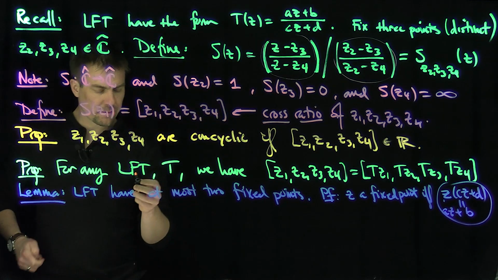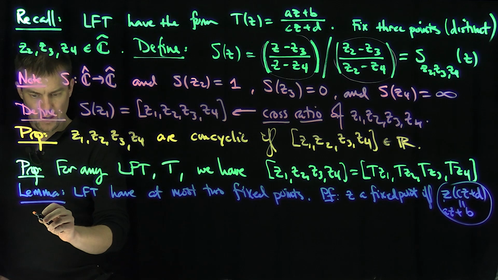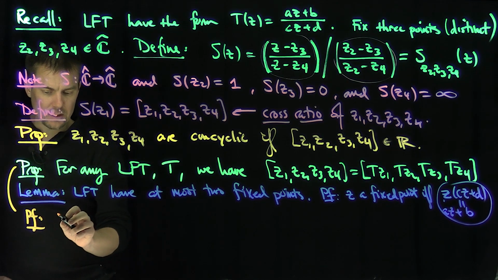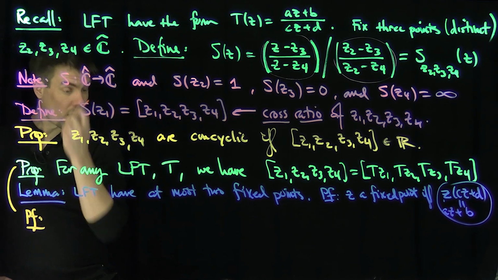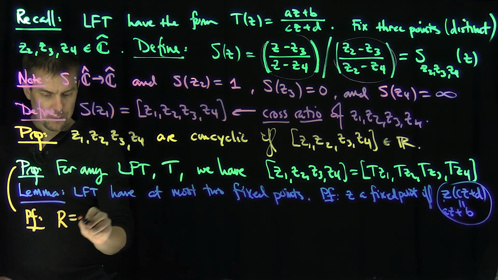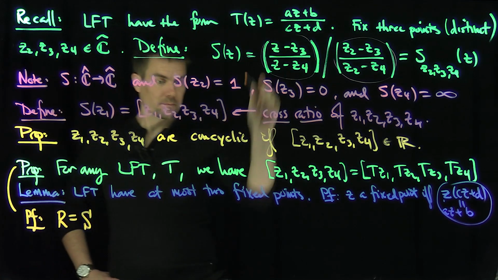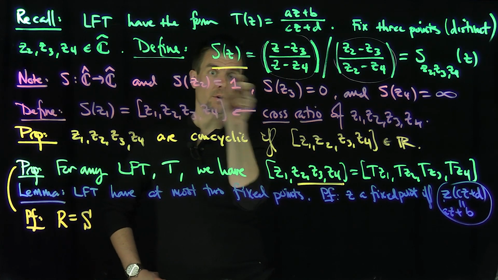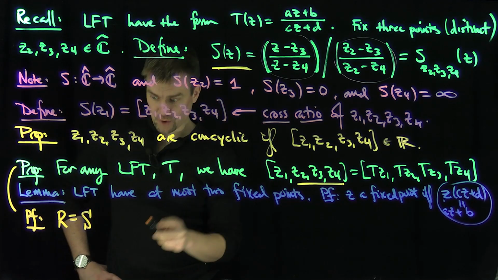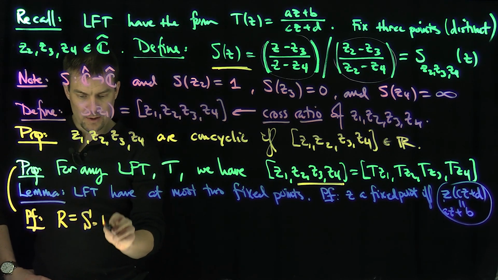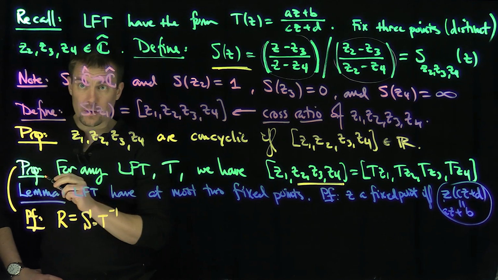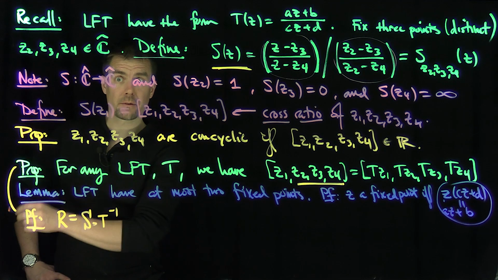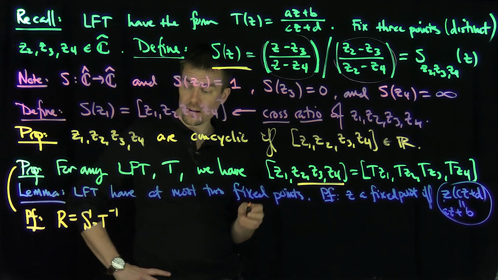And so now what I'm going to do is the following. So here's the proof of the proposition. I'm going to let, I need another letter, R be S composed with T. So in other words, I'm looking at Z2, Z3, and Z4. They're going to generate for me an S. So that's the same S as generated by those things, composed with T inverse. Now, R is also a linear fractional transformation because it's the composition of 2 linear fractional transformations. So this R is an LFT.